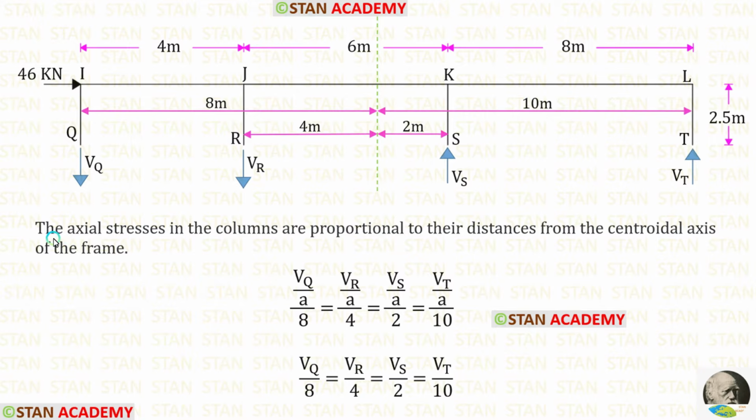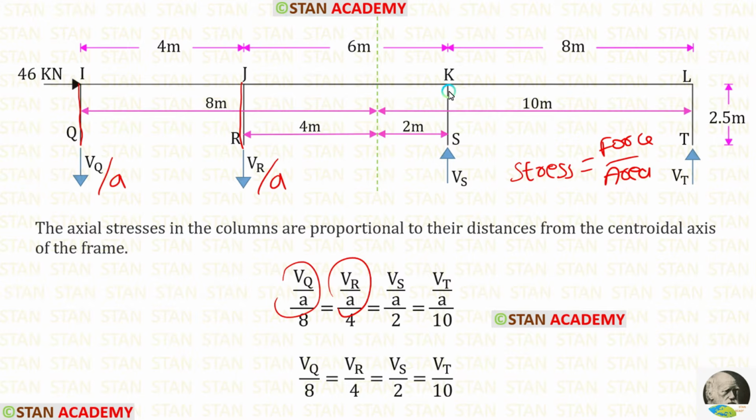We know that the axial stresses in the columns are proportional to their distances from the centroidal axis of the frame. We know that stress is equal to force by area. For the member IQ, the stress is VQ upon area. For the member JR, the stress is VR upon area. For the member KS, the stress is VS upon area. And finally, for the member LT, the stress is VT upon area.